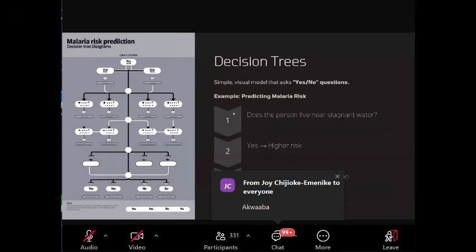Now you get the gist of decision tree. Decision tree is like a process map.